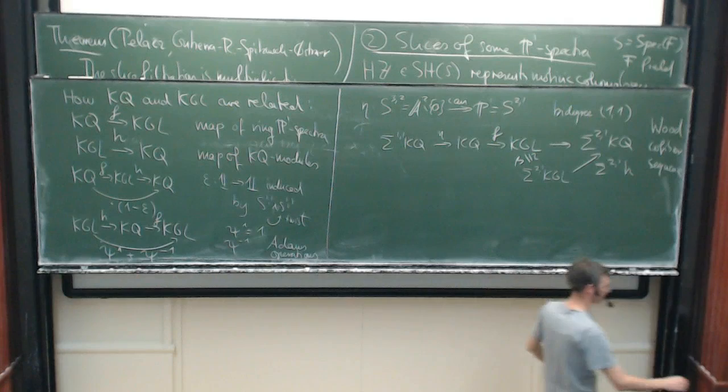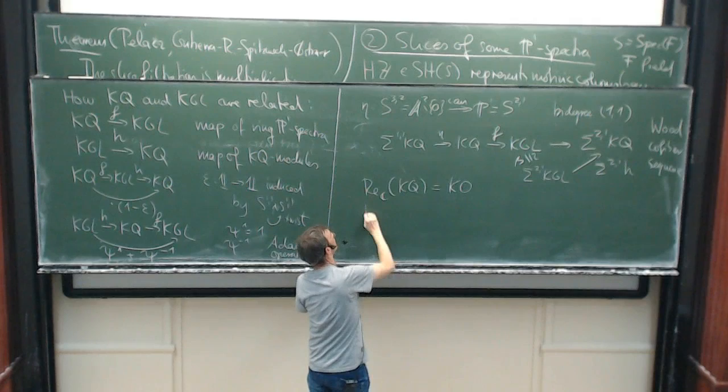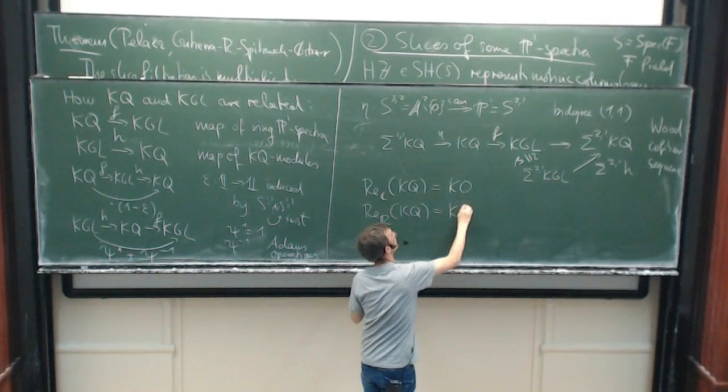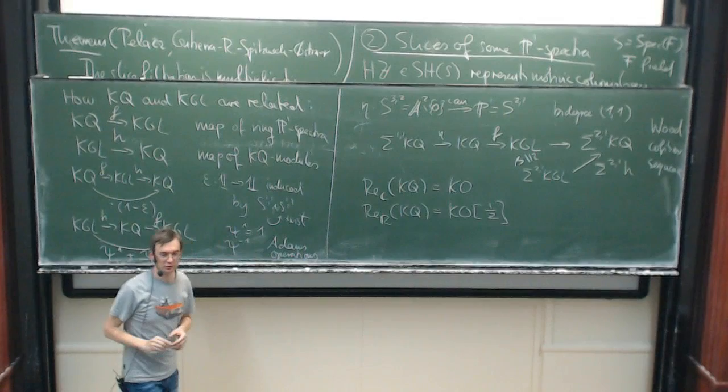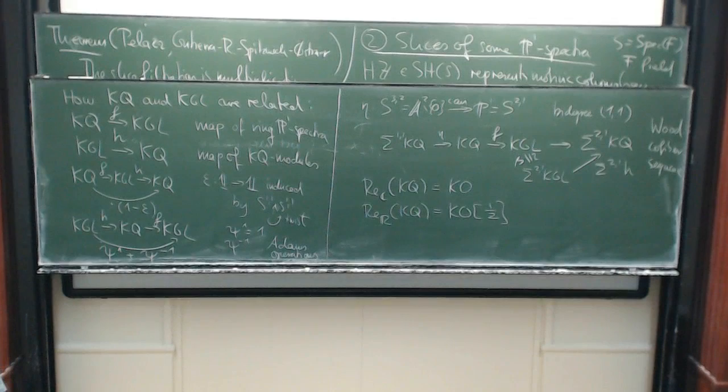Okay, we have the Betti realization for KQ. This is KO, topological K-theory. And we have the real realization of KQ. This is KO with two inverted, which is a non-trivial spectrum, although it's considerably simpler than KO. Yes, yes. It's the one that you think it is.